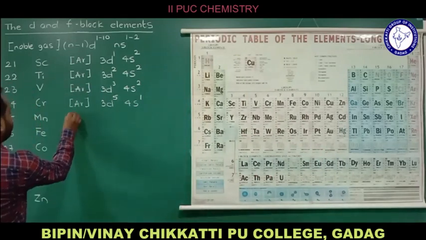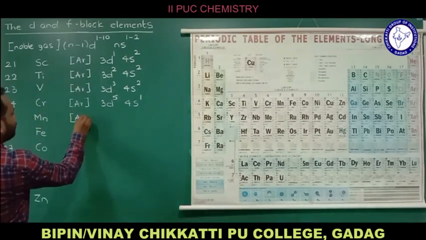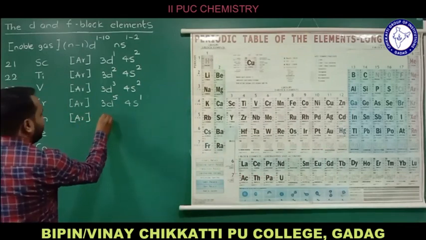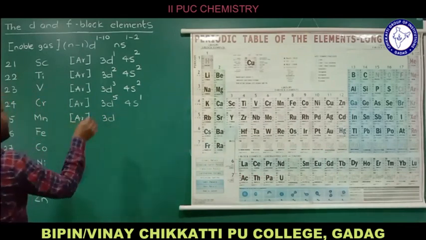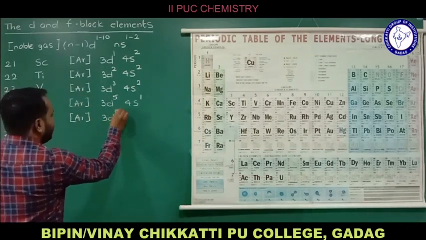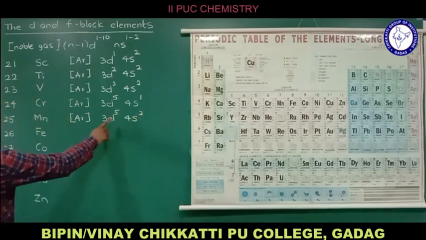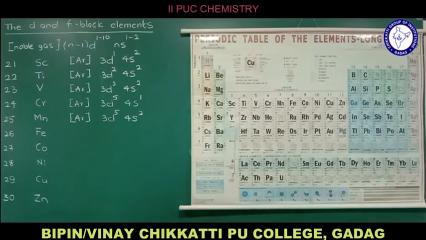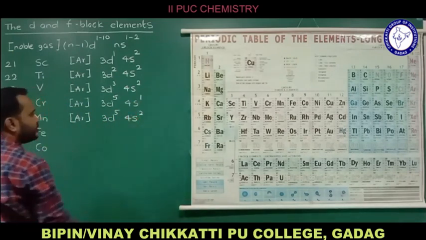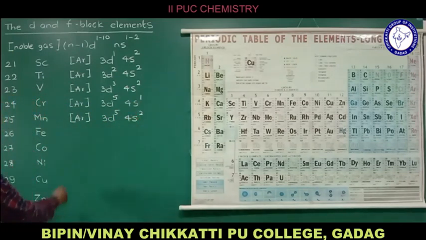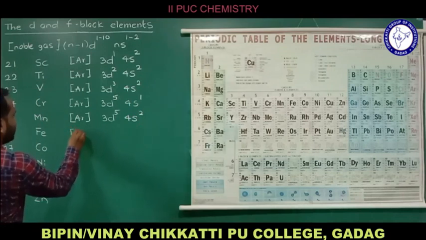Manganese atomic number is 25. So what am I supposed to write? Argon, and here I hope you can mention one electron is to be added. So 3d5 and 4s2 I am going to write here. 3d5, half filled atomic orbital, quite stable, and one electron here I am going to consider, that will be 4s2. So now iron atomic number is 26.